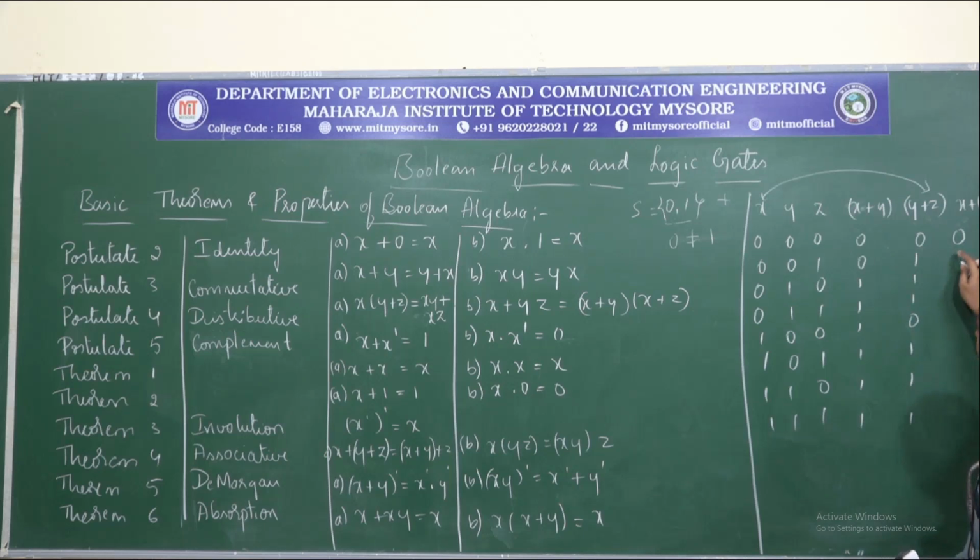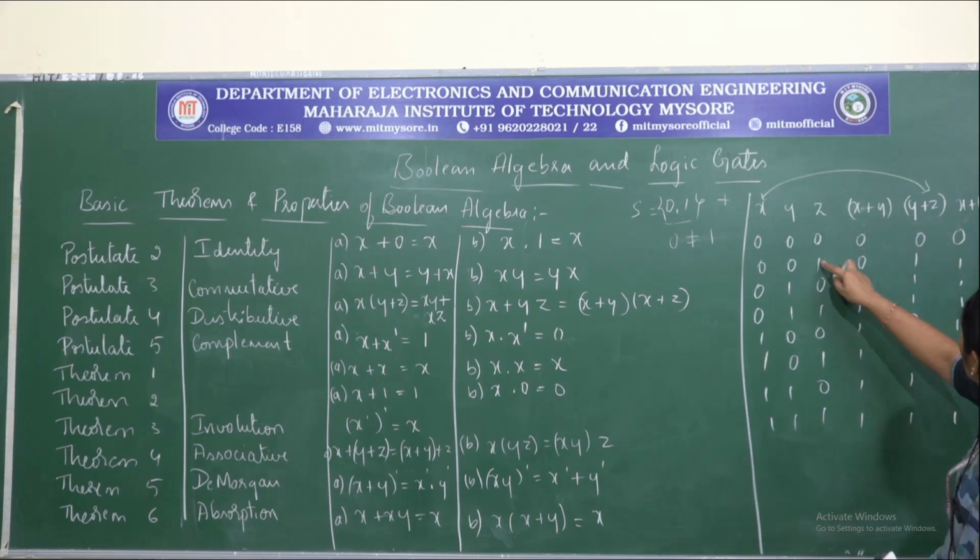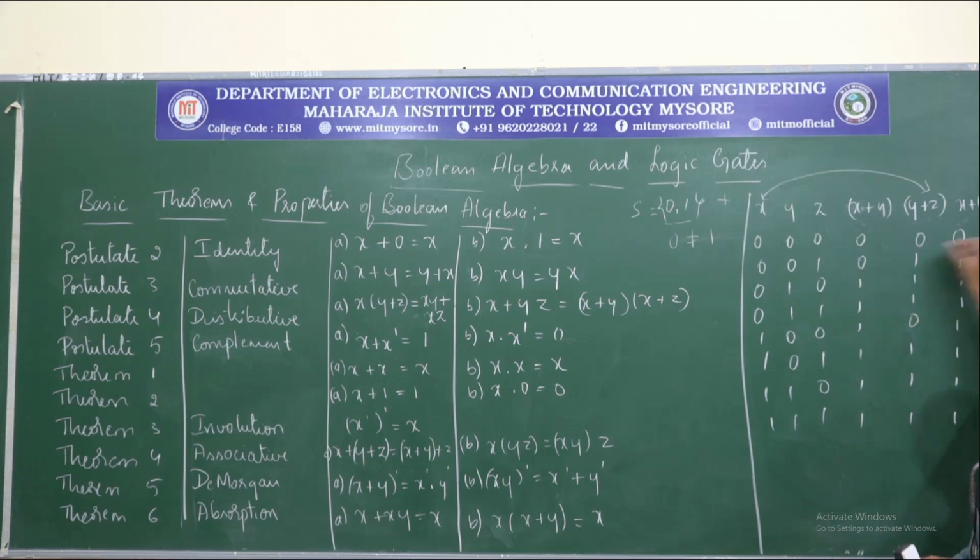So the first column entry is 0 1 1 1. Next, after 4 entries, we have 0 or 1, so 1 1 1 1. And the last one, x plus y plus z: 0 or 0 first. Next we have 1 or 0 is 1, 1 or 0 is 1, 1 1, 1 or 1 is 1, 1 or 0 is 1, 1 1 1.